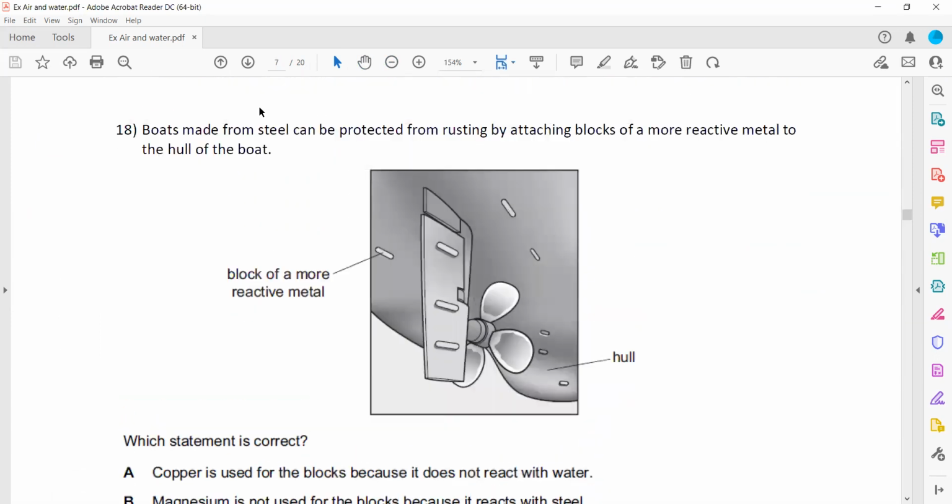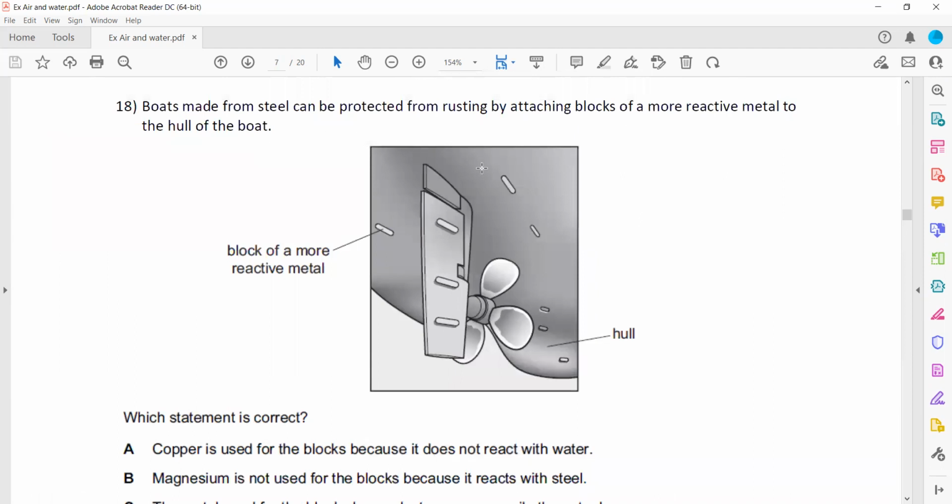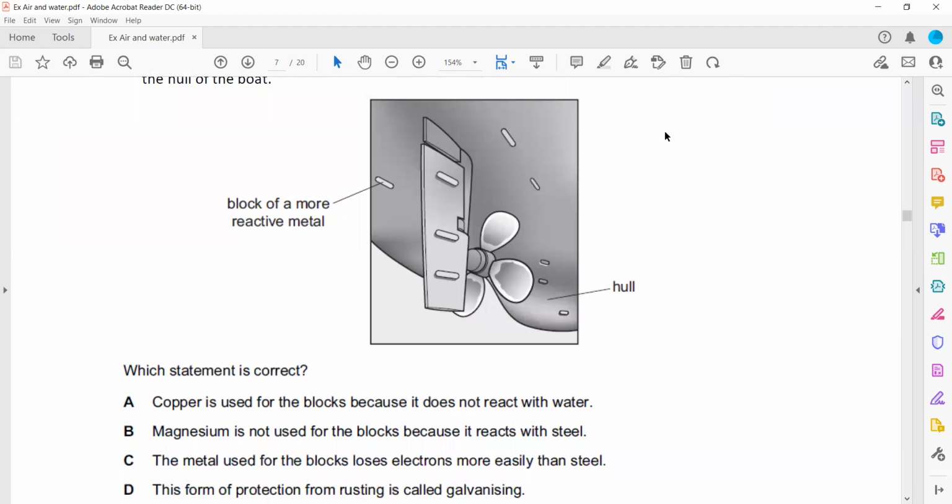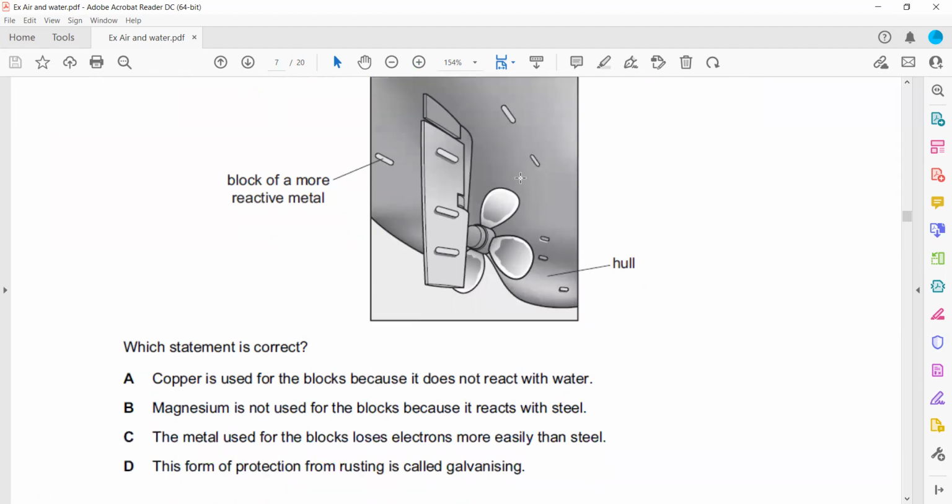Then here, boats made from steel can be protected from rusting by attaching a block of a more reactive metal. Which statement is correct? So we should use a more reactive metal block, as I mentioned here, like we can use magnesium. Because oxygen and water vapor will react with magnesium rather than iron. So copper is used, that is wrong.